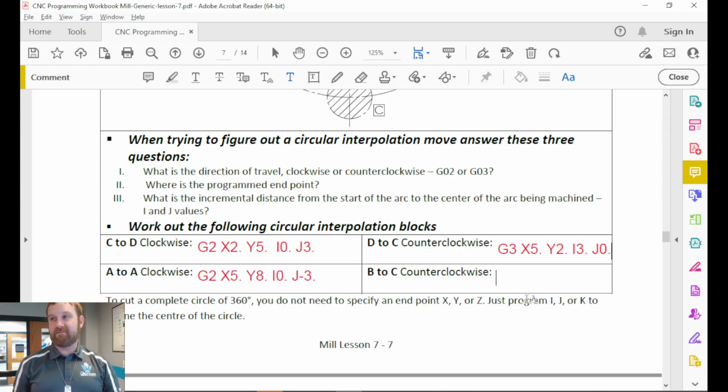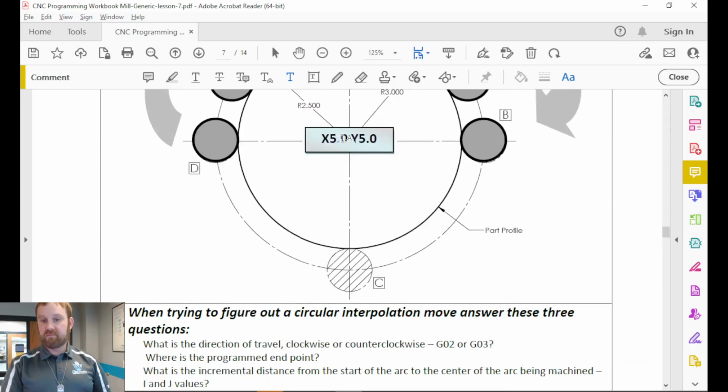You got it, Reagan? No? Let's do it together, all right? Counterclockwise, so we need to start it out with... Oh, it's G3. G3. We know that part, so let's get the low-hanging fruit first. Then we need the endpoint for C. So C's endpoint, the X is 5. The Y is 3 inches down from the center.